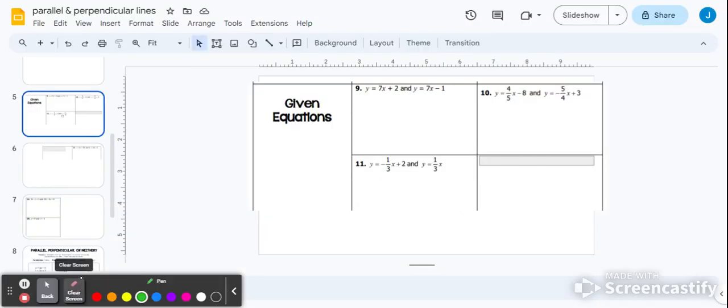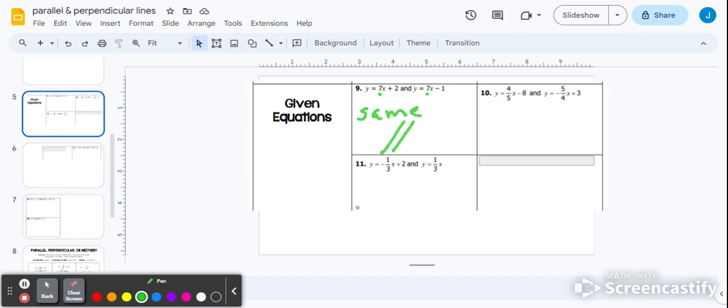All right, when we talk about being given equations, I'm going to move on to that section next. If we already have our equation written in slope-intercept form, which we do here, y equals mx plus b, we can just look at our slope. The slope is positive 7, the slope is positive 7. They're exactly the same. When they're exactly the same, they are parallel.